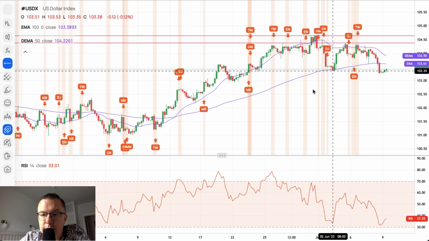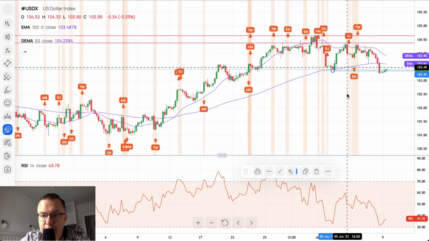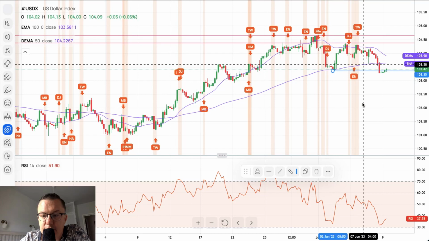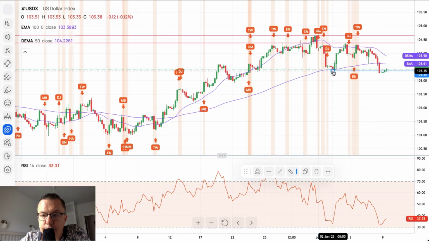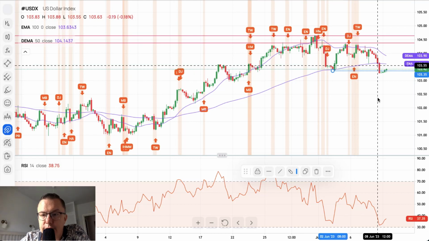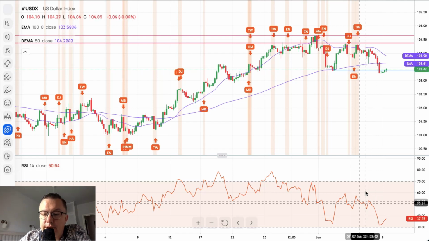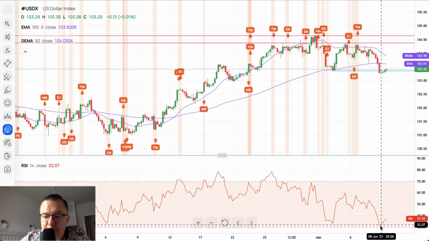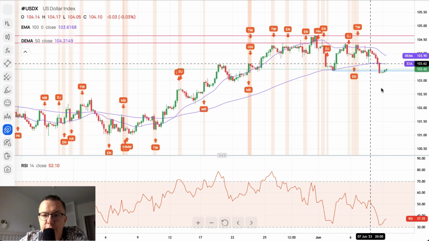So now the intraday technical support is 103.35, right? So that's the low from June 2nd, 2023, so not that old at all. And it looks like we almost hit extremely oversold market conditions. 32 points was the lowest level of the RSI. Nevertheless, it means that there is a bounce possible, or a pullback on the US dollar index.